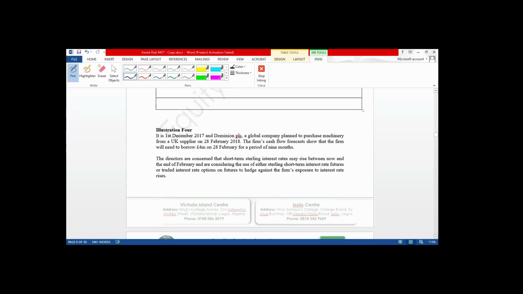It is 1st December 2017. Dominion PSC, a global company, plans to purchase machinery from a UK supplier on 28 February 2018. The firm's cash flow forecast showed that the firm will need to borrow £4 million on the 28th February for a period of 9 months.